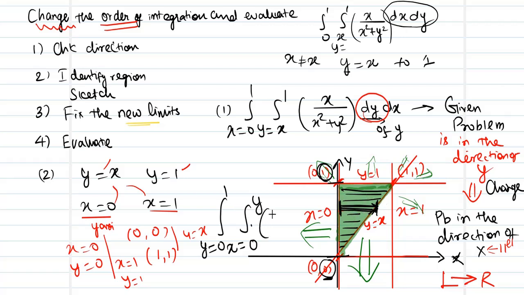Now the function remains the same as x divided by x square plus y square. With respect to x comes first, so dx and then dy. So we move on to a new sheet to solve it, which is step 4.